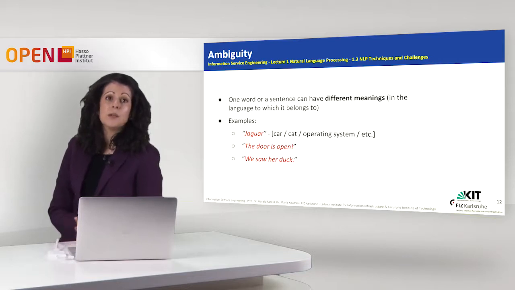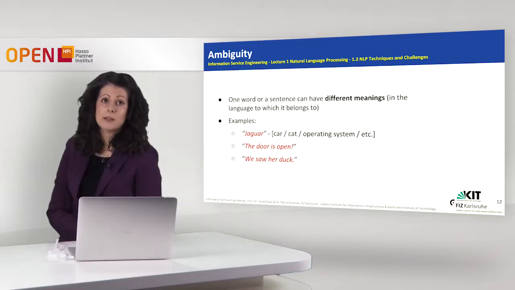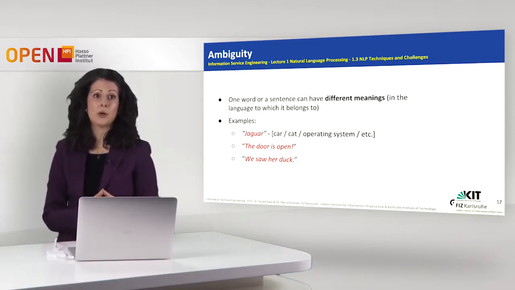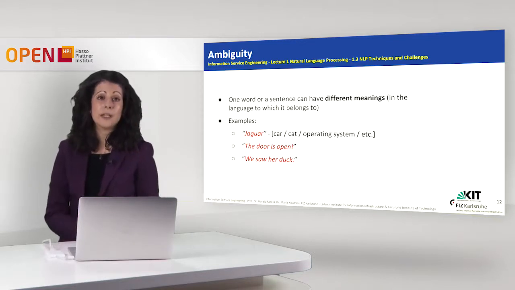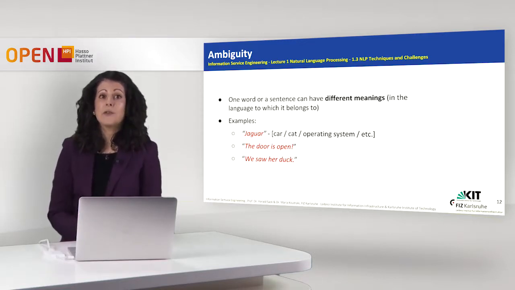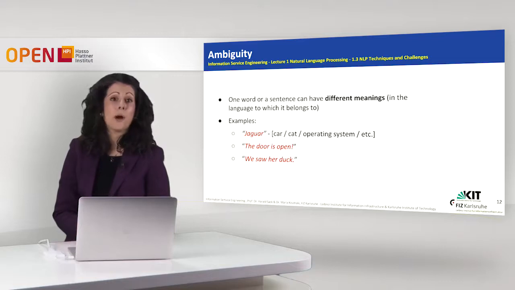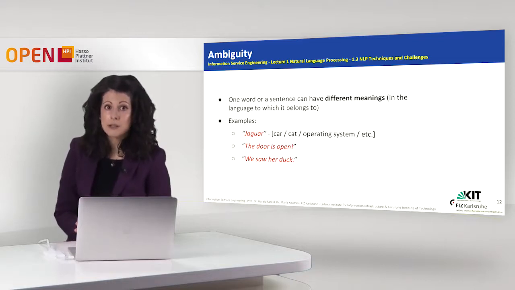What does it mean actually? It means that one word or one sentence can have different meanings, given that we always talk about the same language. So let's say that we talk only about English. One word in English can have different meanings. For example, we have the word jaguar. Jaguar might mean the famous car, or the wild animal, or the operating system.